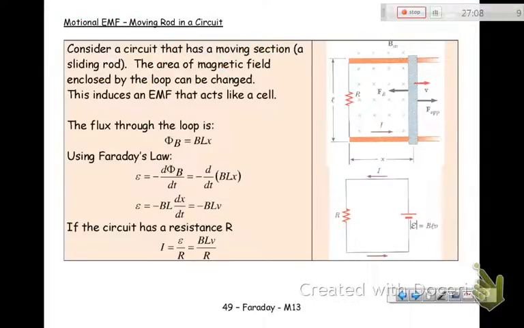So that's motional EMF. Let's talk a little bit about an application of this. I must confess, I think they go around in circles here, so I'm going to go through it the way it's in the book, but then I want to give you a little caveat here.